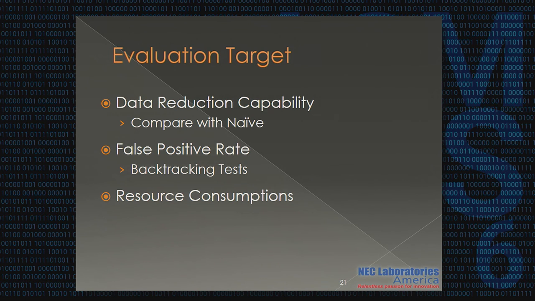First is the data reduction capability. We compare this with some naive approach and see how it works. And second, we check the false positive rate introduced by our approximation approach. And finally, we look at the resource consumptions.